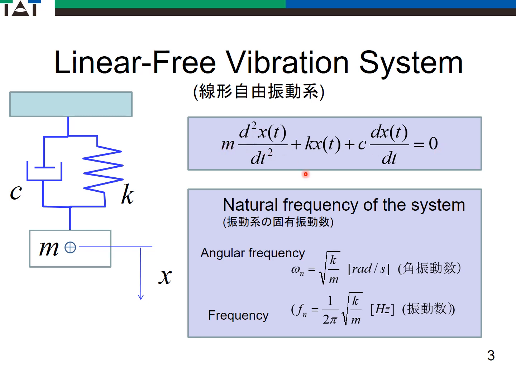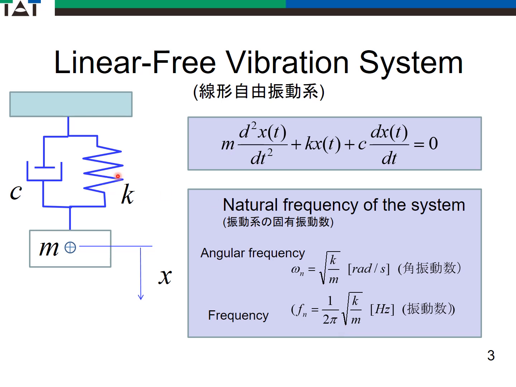M times the acceleration, K times X is the displacement difference, and C is the velocity of the difference. Is it okay? Right? And the angular frequency and frequency. This is the freshman's lecture.